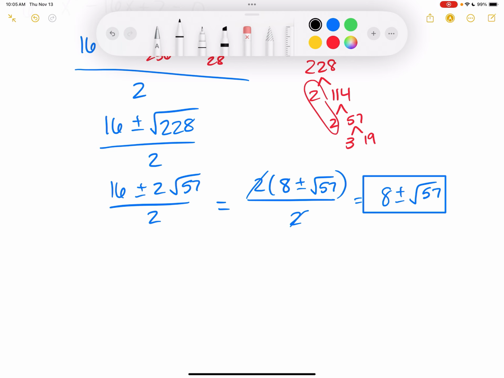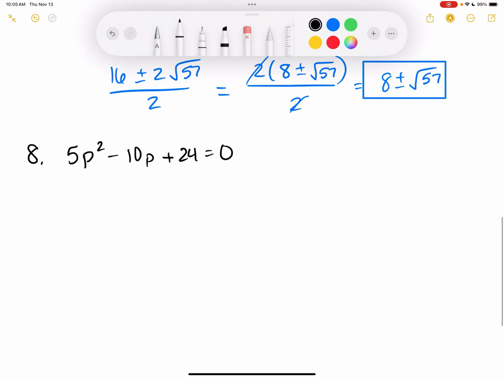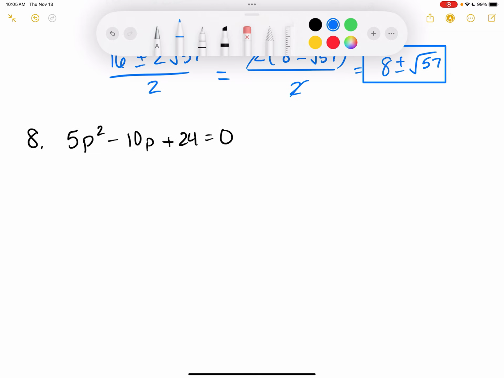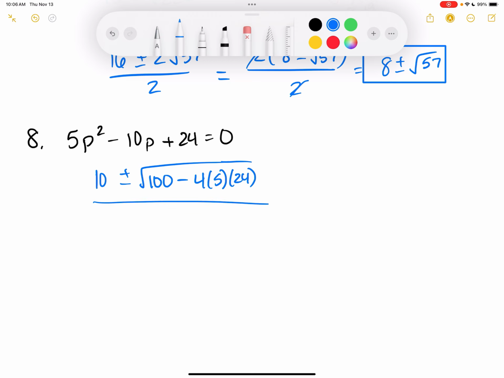Let's find one that has an a value in front. 5p squared minus 10p plus 24 equals 0. Alright, so again, b is negative, so since it's negative b, it's going to end up being positive. So I've got 10 plus or minus the square root of b squared. I'm going to go ahead and just write that as 100. It's 10 squared. Minus 4 times 5 times 24. I would actually write that out. I wouldn't attempt to do that in my head. And then over 2a, 2 times 5, I would go ahead and write that as 10.